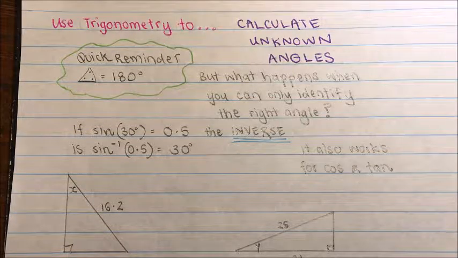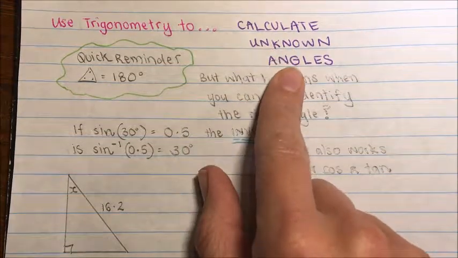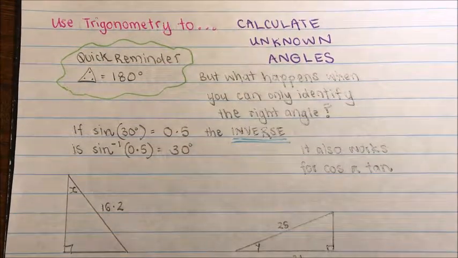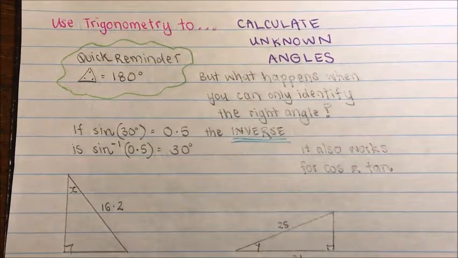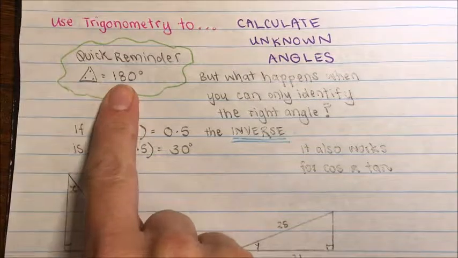All right, now we're going to learn how to use trigonometry to calculate unknown angles. So we've used it to calculate unknown sides, so now let's use it to calculate unknown angles. We already know that all the angles in a triangle add up to 180 degrees.